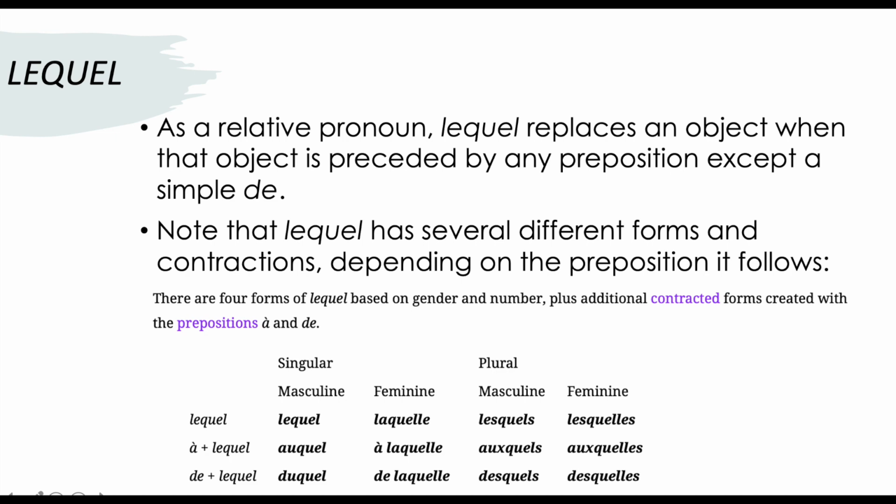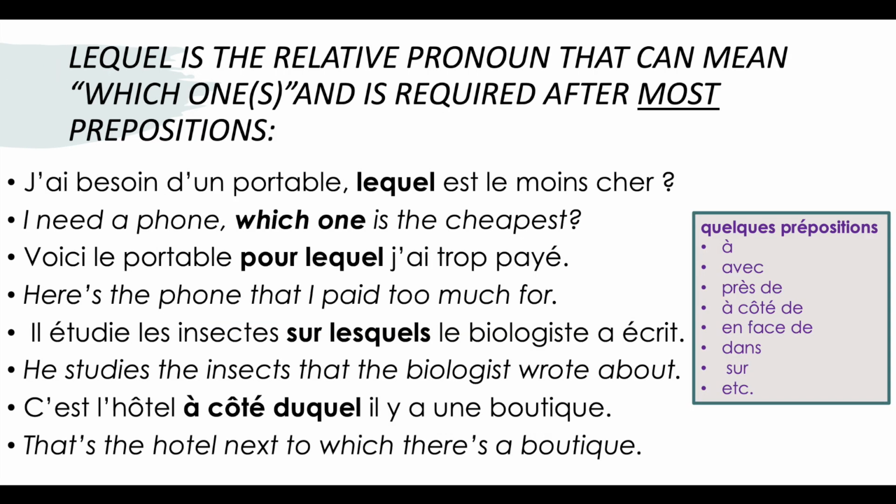So lequel is the relative pronoun that can mean which one or ones, and is required after most prepositions, and I wanted to give you a list of a few more prepositions as examples on the right. So you have à, avec, près de, à côté de, en face de, dont, sur. And so remember that lequel can be used on its own. If it's used on its own, it just means which one or which ones.